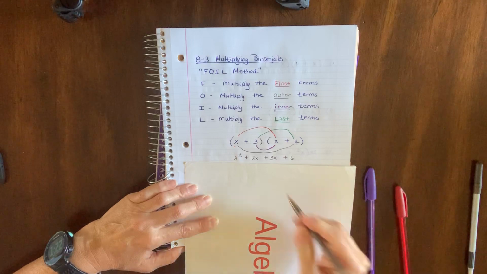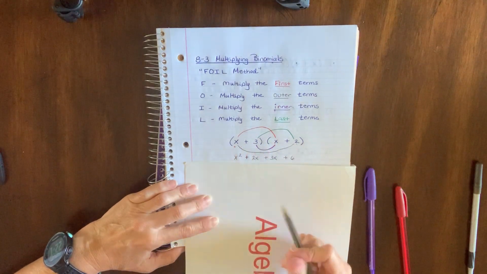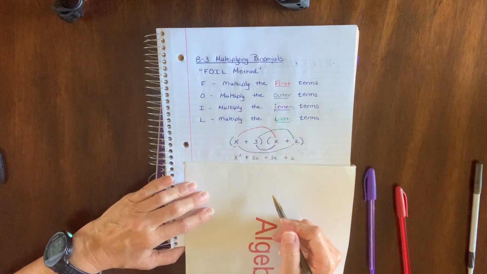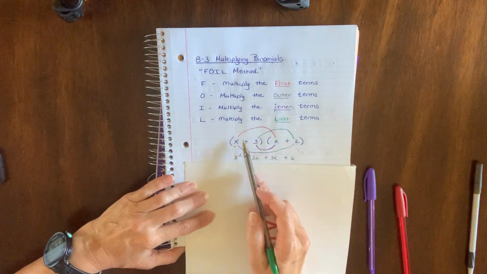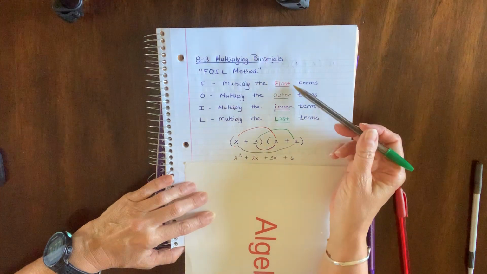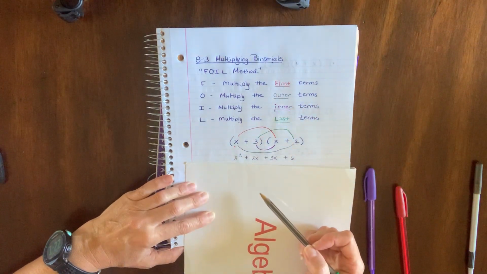Now you might be thinking to yourself, oh, this is so crazy, all these different colors here. But again, once you do a couple of them, it'll get much easier. And you don't have to use the colors. Again, the colors are just so that you can kind of trace what I'm doing.